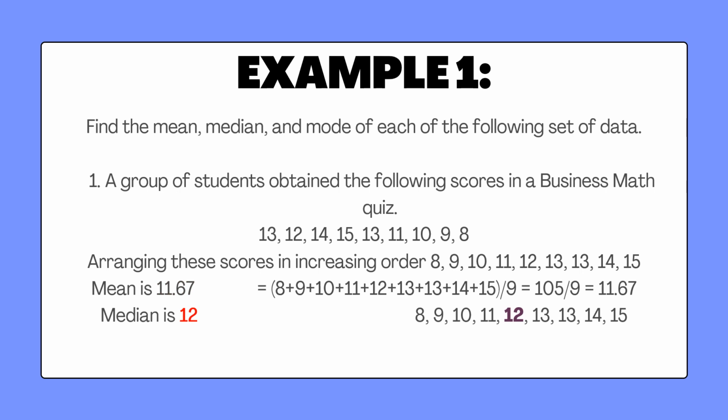To find the median, we arrange the numbers in ascending order and then find the middle value. If there are two middle values, we take their average. Arranging the scores in ascending order: 8, 9, 10, 11, 12, 13, 13, 14, 15. As there are 9 numbers, the median is the middle number, which is 12. The mode is the number that appears most frequently in the data set. In this case, the number 13 appears the most, occurring twice.